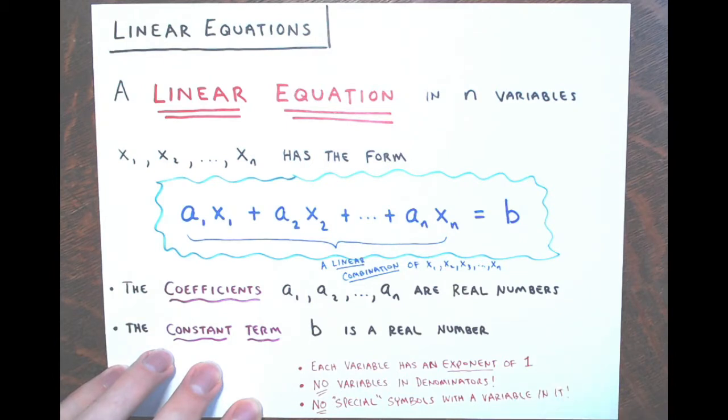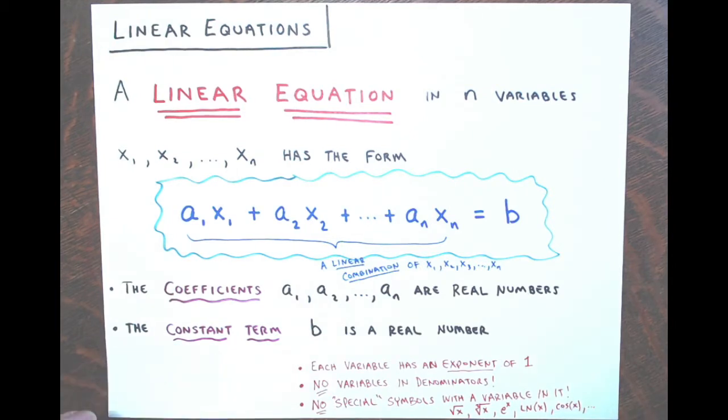Right, so no special symbols. Like I said, there's none of this. There's no square root of x, no cube root of x, or nth root of x. There's no e to the x, an exponential function. There's no special functions: natural log of x, cosine of x, tangent of x, etc. And absolute value of x. There's none of that. Nothing. No special symbols with a variable in it.